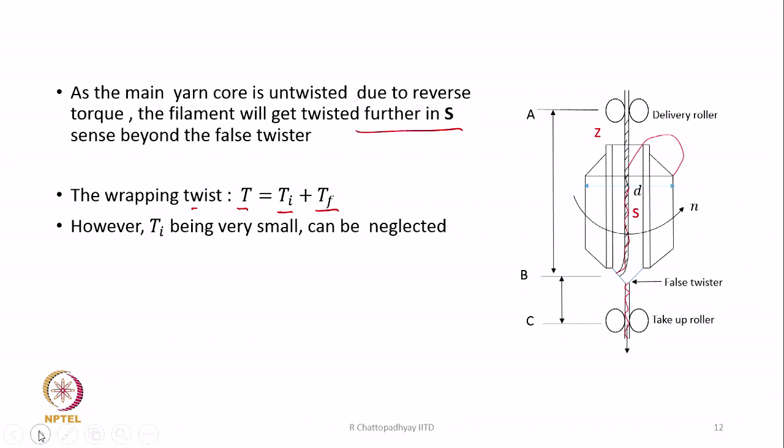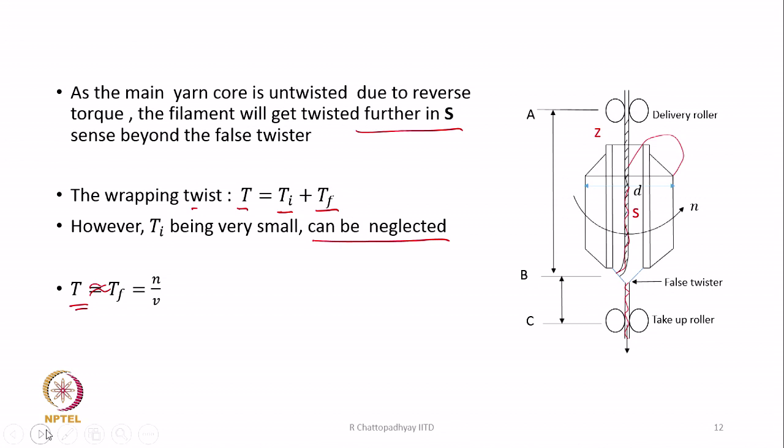However, T_I is very small, T_I is only 1 upon pi d, and therefore, it can be neglected for all practical purposes, and we write that the total twist is basically equal to almost T_F, which is equal to n by v.